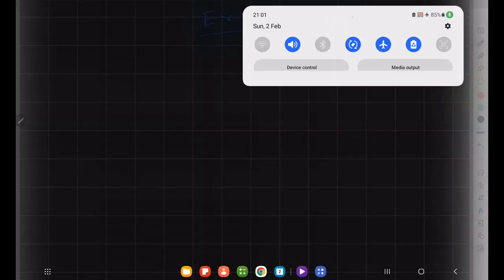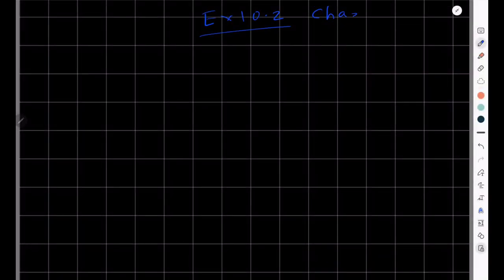Now we will look into chapter 10.2 of the NCERT Class 10 book, chapter 10. This chapter is related to circles. Here we will take all the questions one by one. So let's take question number 1.